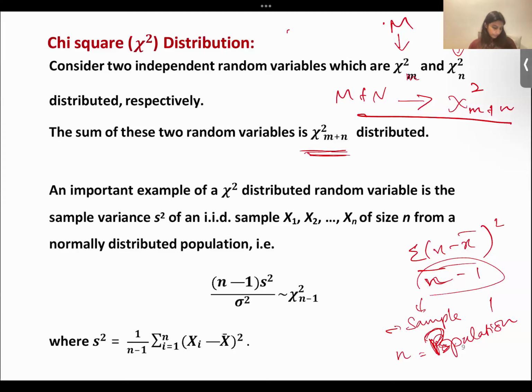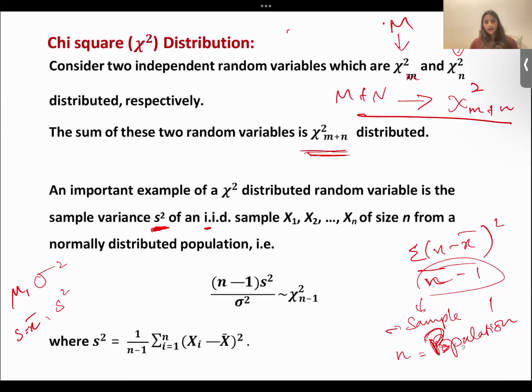Now, an important example of a chi-square distributed random variable is the sample variance. The population variance is sigma square and the population mean is mu, whereas the sample mean is given by x bar and the sample variance is given by s square. The sample variance s square of an independent random sample x1, x2, x3 of size n also forms a normally distributed population.